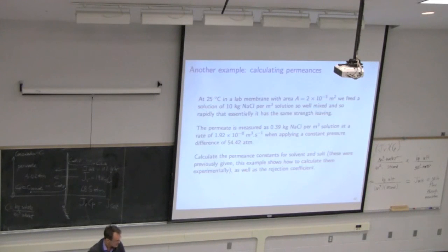That's the strategy you'll follow for this next slide, 67, where we're given a lab experiment. We're given the area, our feed solution so our feed concentration, and our permeate concentration, and we can then calculate our permeate flow, 1.92, and then calculate A solvent and A salt. I'll write out those values and leave that for you to calculate on your own time. It's very straightforward, as we just discussed in our approach.